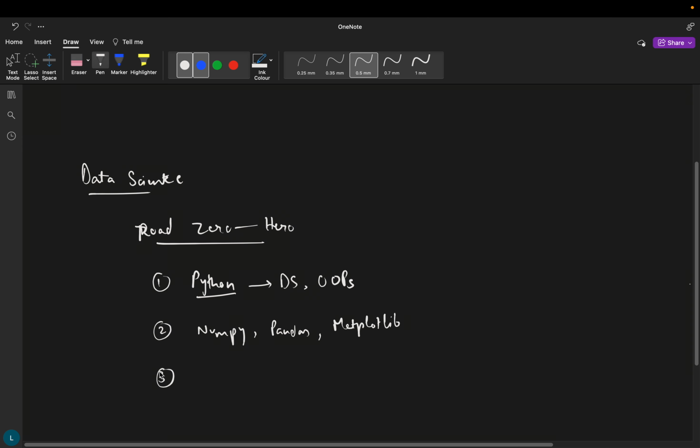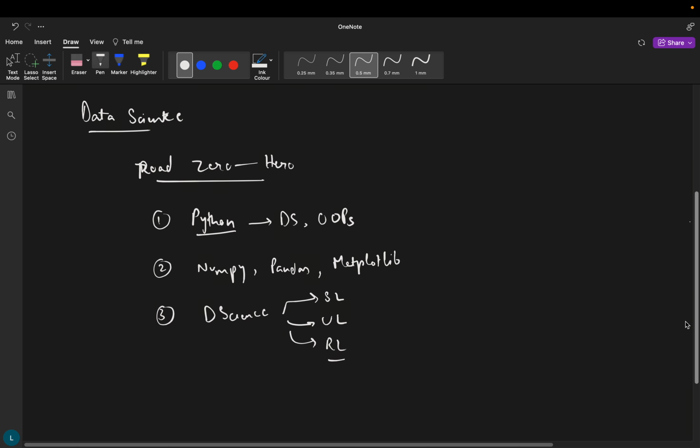Then the third step you can go ahead with is learning what data science actually is in a theoretical way, like what is supervised learning, what is unsupervised learning, what is reinforcement learning. Basically, supervised means when you are going to predict some value, so it can be classification or regression. Unsupervised means that you are going to categorize some value, and reinforcement is when you train a model to get the maximum profit.